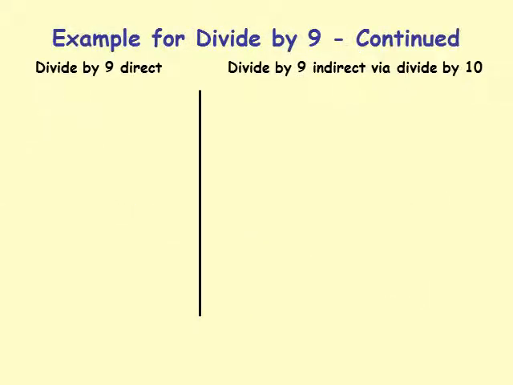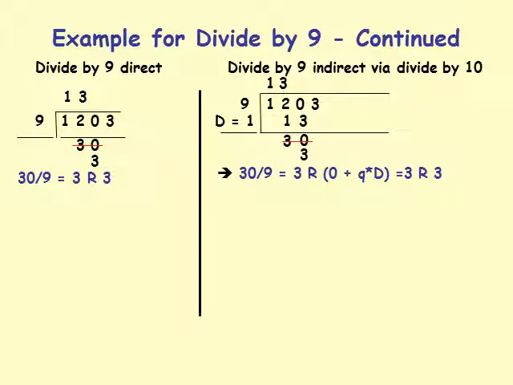Okay, let's continue here. So far we had completed 30 divided by 9, which is 3 remainder 3 on the direct side, and also 3 remainder 3 on the indirect side. We have used the first 3 digits of the dividend, and we have 3 in the remainder on both sides.